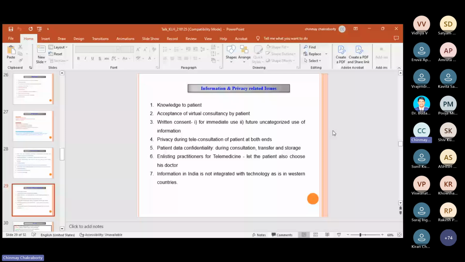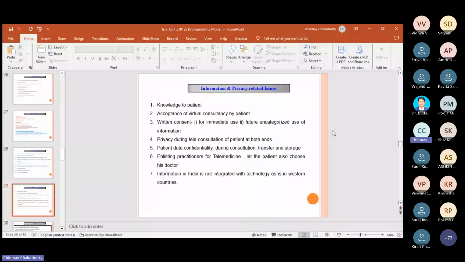Another one: the information in India is not integrated with technology as in the Western countries. So that is patient-centric information. When we are forwarding this kind of patient-centric information, we need to preserve the privacy issues strictly.